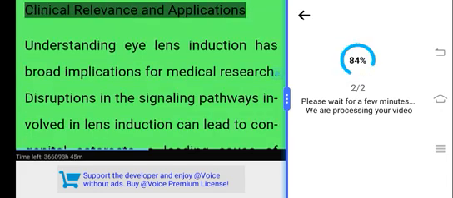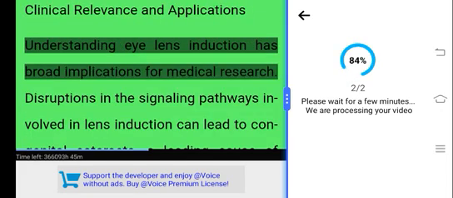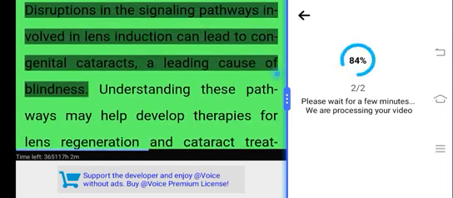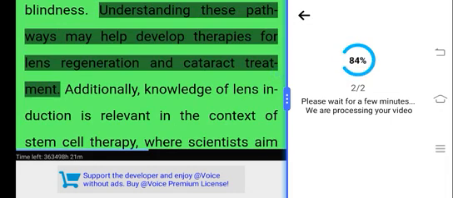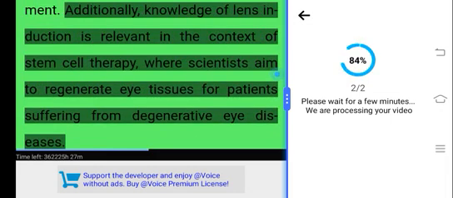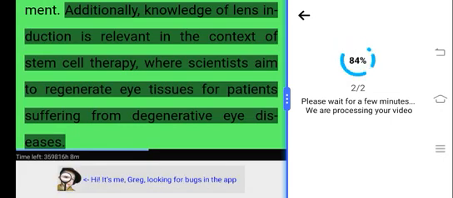Clinical relevance and applications. Understanding eye lens induction has broad implications for medical research. Disruptions in the signaling pathways involved in lens induction can lead to congenital cataracts, a leading cause of blindness. Understanding these pathways may help develop therapies for lens regeneration and cataract treatment. Additionally, knowledge of lens induction is relevant in the context of stem cell therapy, where scientists aim to regenerate eye tissues for patients suffering from degenerative eye diseases.